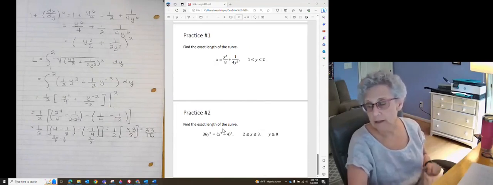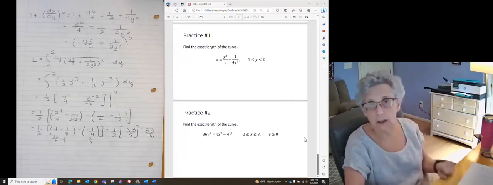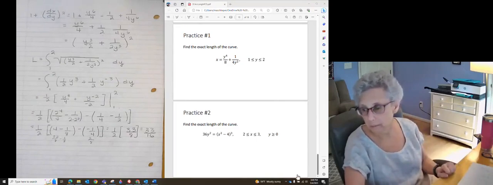Let's try practice number 2. Find the exact length of this curve. So give it a try and we'll meet back here and compare.